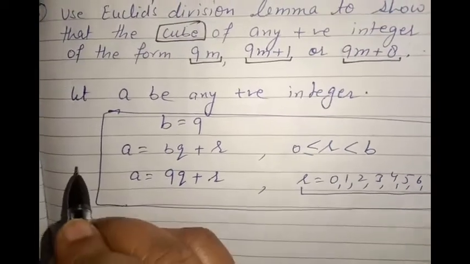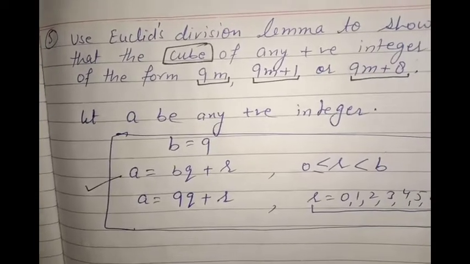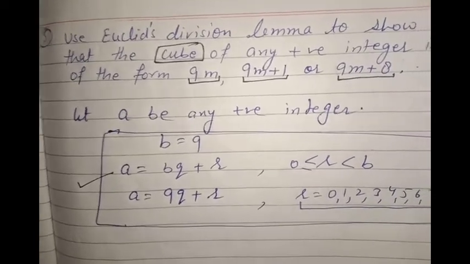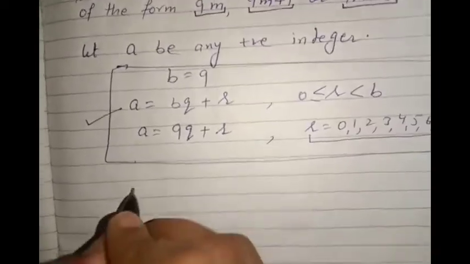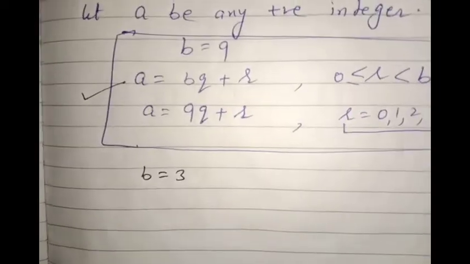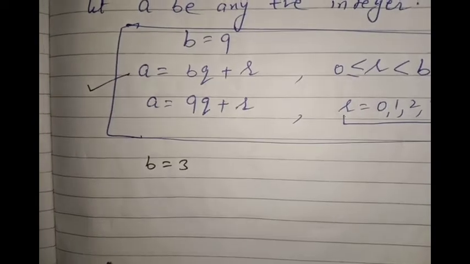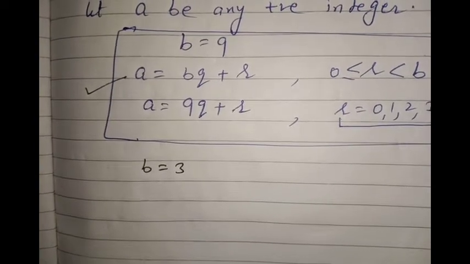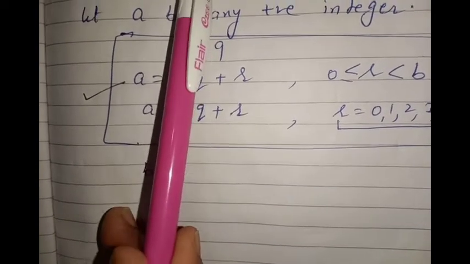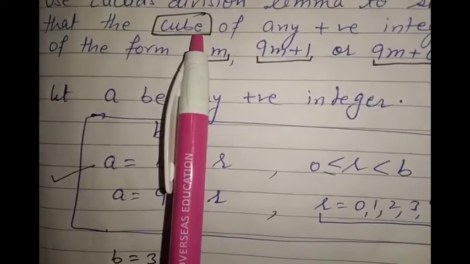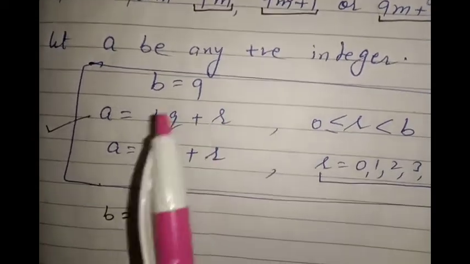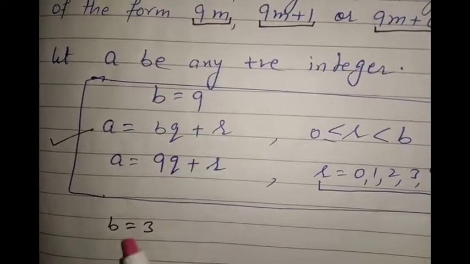If you do it with 9, then also it is right, but it will take a lot of time and you will not be able to complete your paper in exams. So better to take b as 3, because 3 is the square root of 9. And with b equal to 3 also, because it's a cube, if you take all these three cases and discuss the cube of all, it is a very lengthy question. So both are correct. b as 9, b as 3, both are correct.